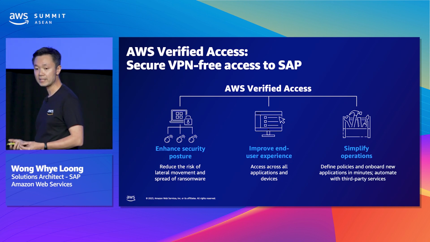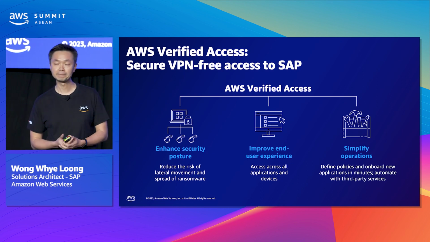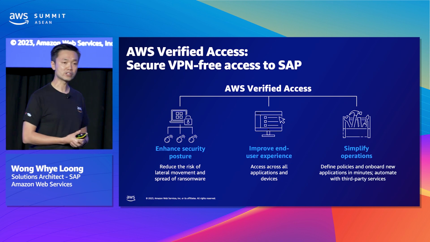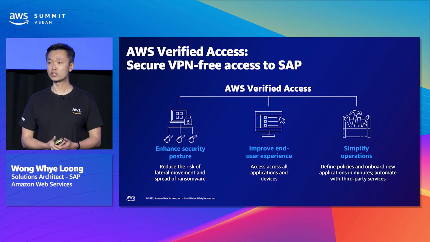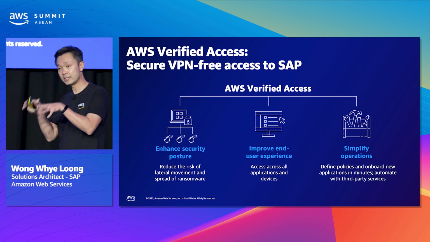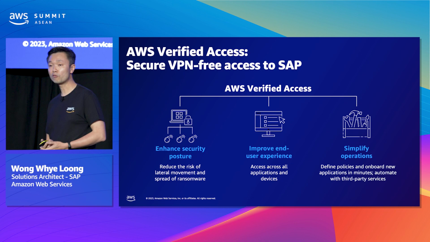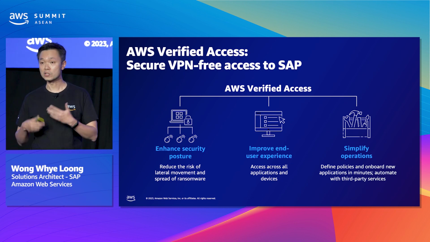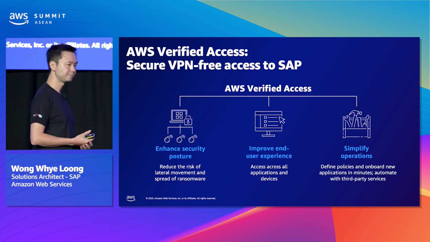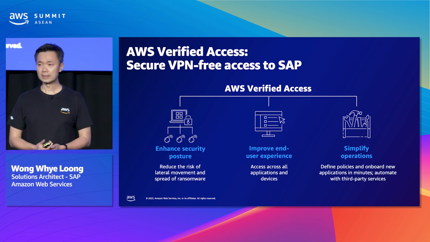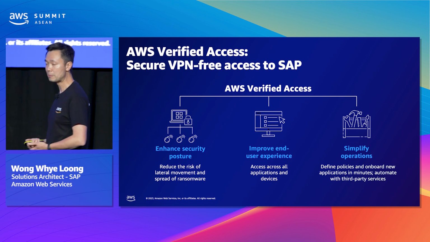AWS Verified Access provides secure VPN-free access to enterprise applications such as SAP. It improves the overall security posture as there's real-time validation of the user requests, unlike traditional VPNs, whereby the user login is done once in the beginning, and that's it. Secondly, it improves the overall end-user experience as well, because there's no need to install VPN software on your user devices, which are typically cumbersome, which typically take up unnecessary resources, and obviously you have to have your IT teams to manage the VPN software as well.